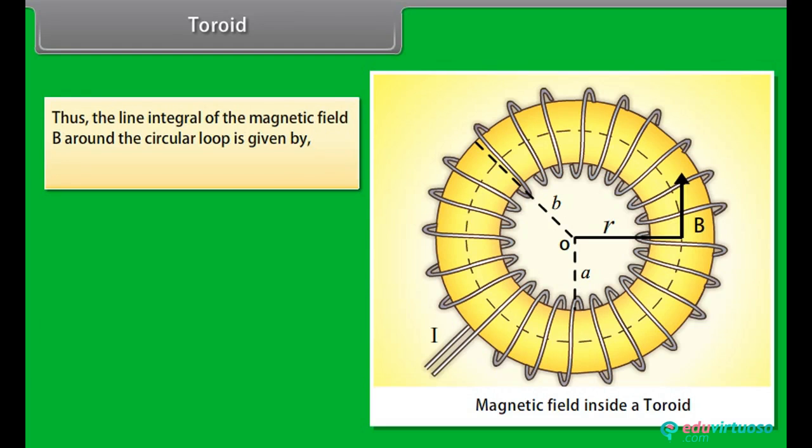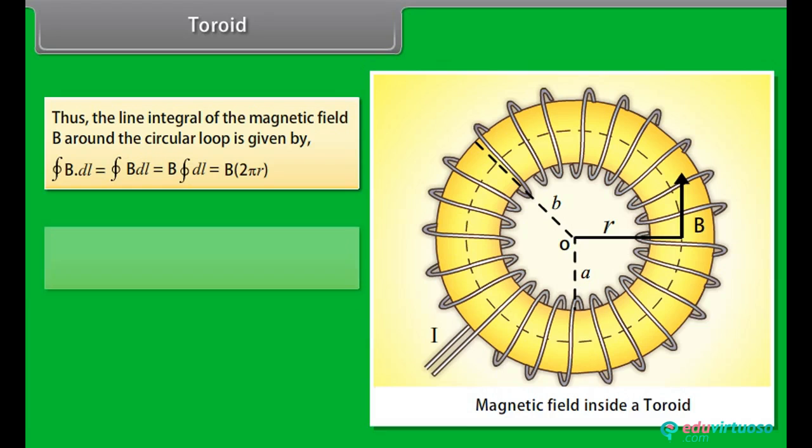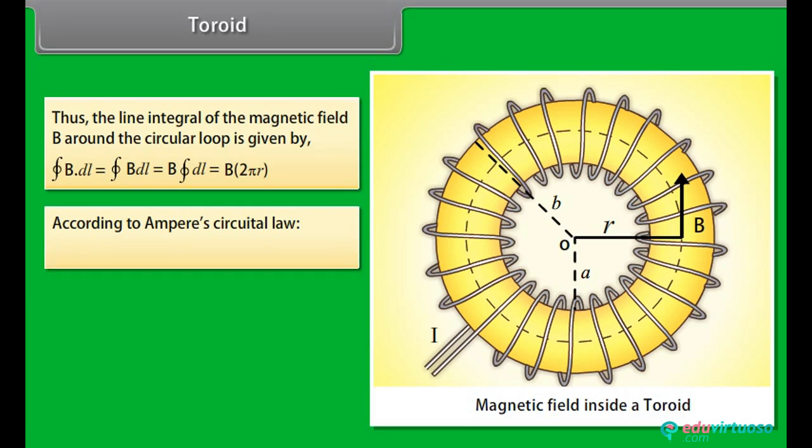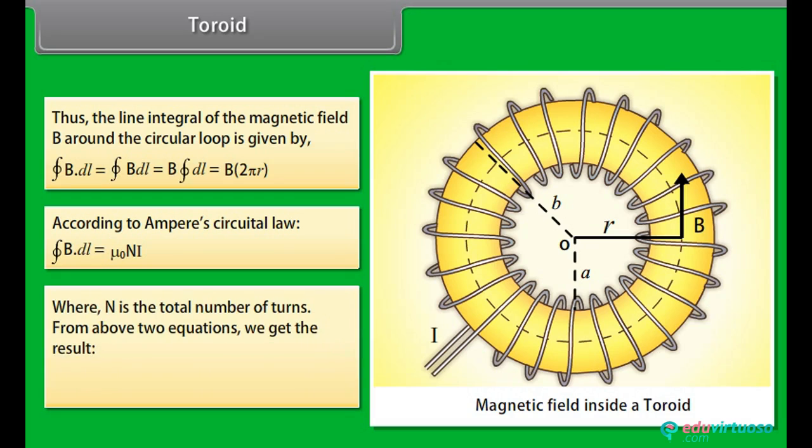Thus, the line integral of the magnetic field B around the circular loop is given by the product of B and 2 pi r. According to Ampere's Circuital Law, closed integral of B dot dl is equal to mu naught NI, where N is the total number of turns.